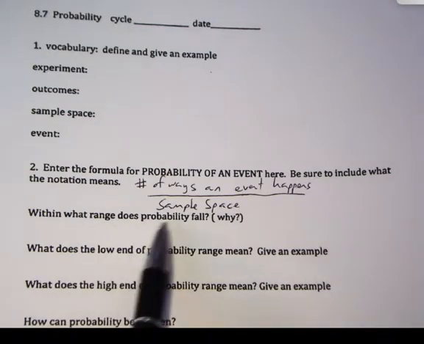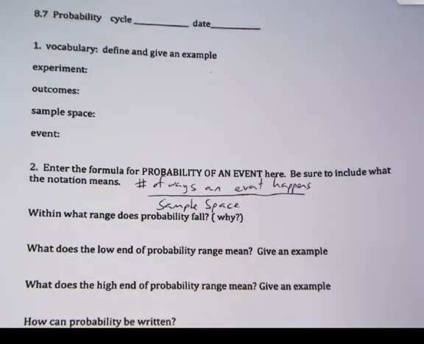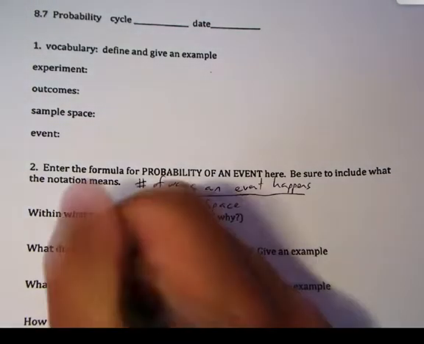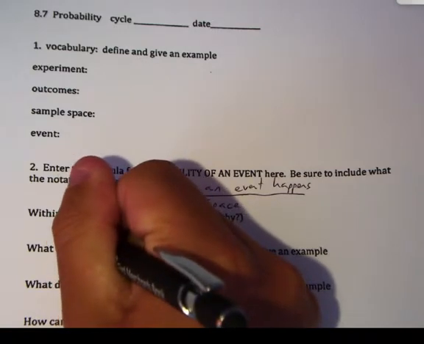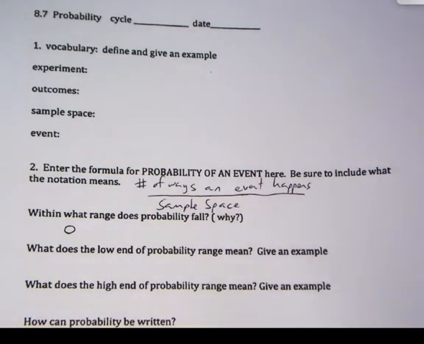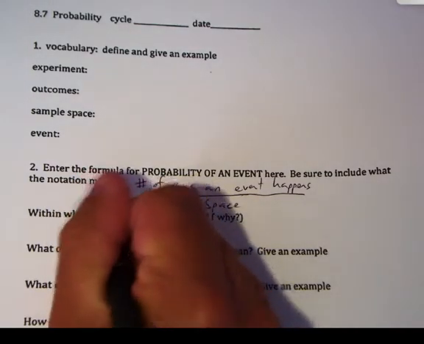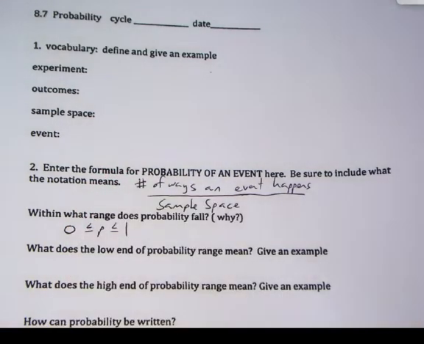Within what range does probability fall? So if it's impossible for something to happen, obviously there's a 0% chance it occurs. So 0 is the low end. There can't be a negative chance of something happening. 0 is the lowest that probability can be. And the highest is 1.